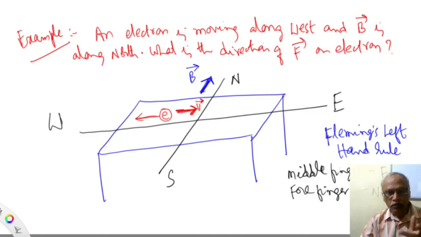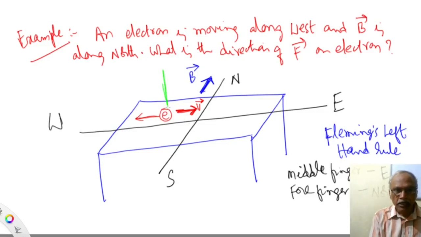Now you put your left hand: middle finger along east, forefinger along north. Then which side is the thumb coming? Upwards. Very good. So now the force on the electron is in the upward direction. Am I correct? Is it okay?